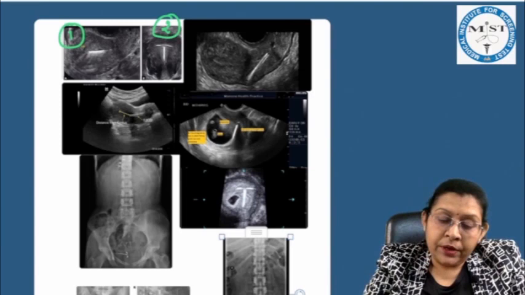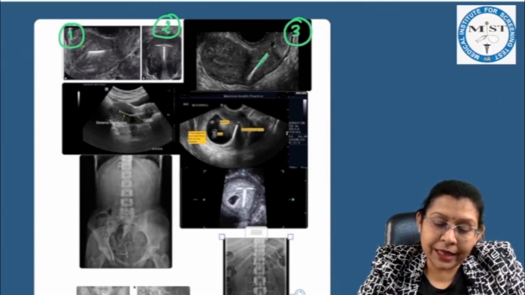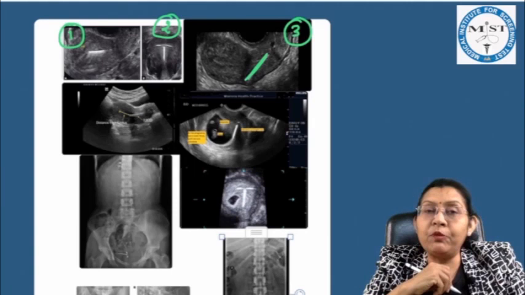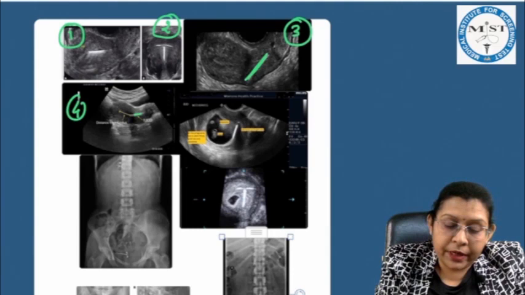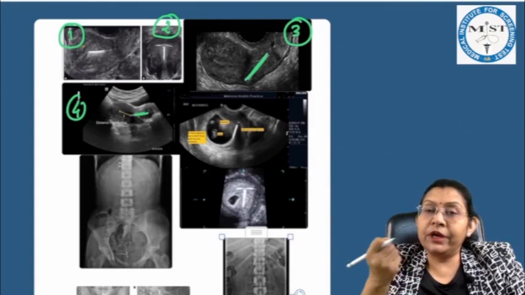Image number three is showing the displaced device, but this is inside the uterus moving towards the myometrium. It can be removed by hysteroscope. Now, image number four is showing the displaced device down in the cervical canal. And if the thread is visible, it can be removed by pulling the thread. And if the thread is not visible, then it can be removed by hysteroscope.